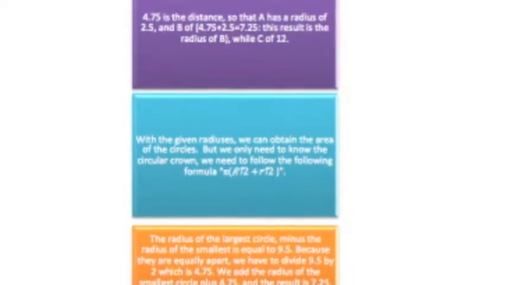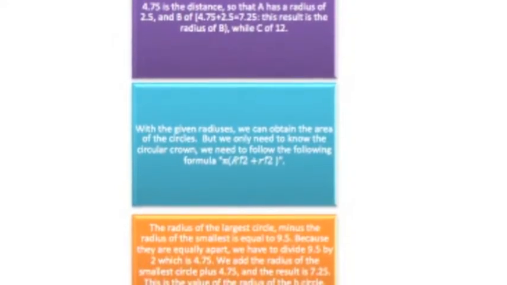We add the radius of the smallest circle plus 4.75, and the result is 7.25. This is the value of the radius of the circle B. Then we just had to follow the formula of the area of the circle, substituting the values. The result of the area is 165.13035.